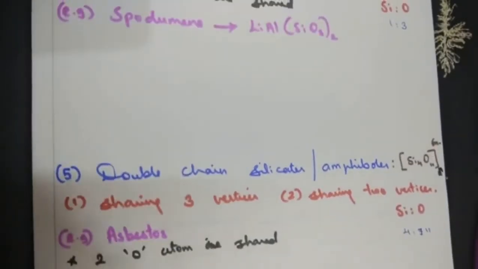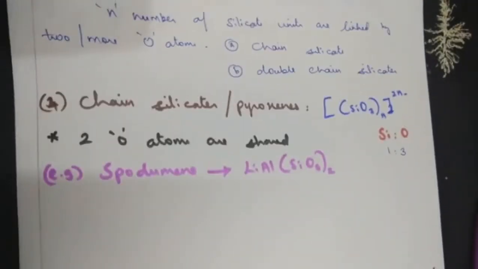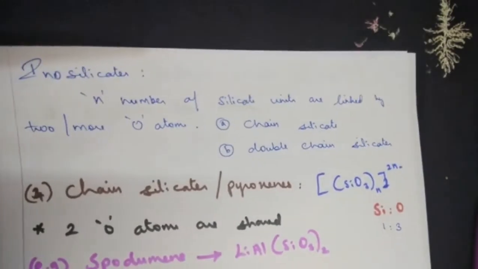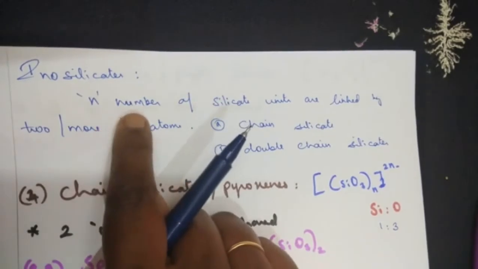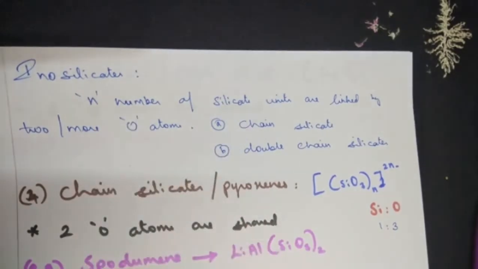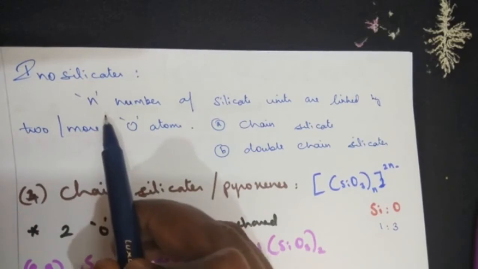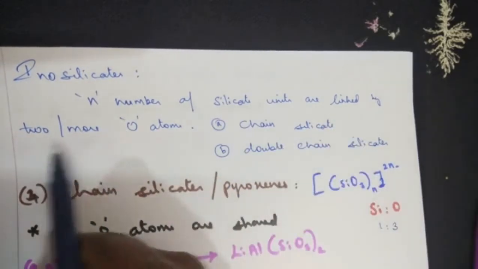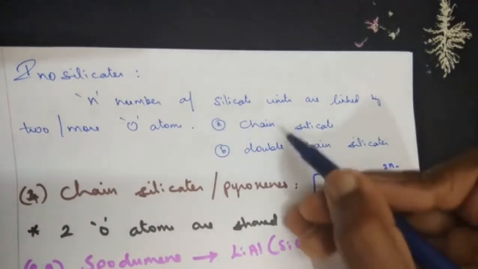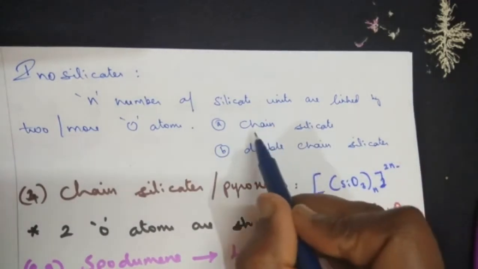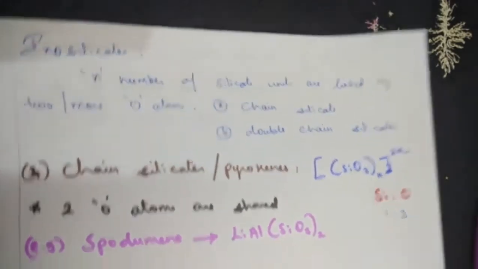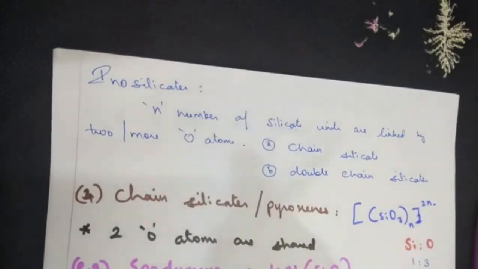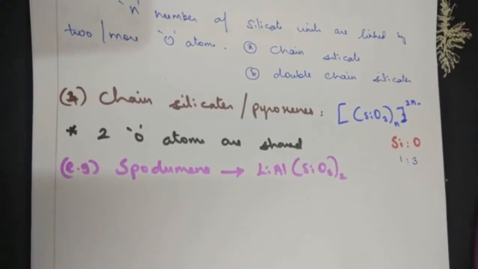Moving on to the next type of silicate, that is inosilicates. Now inosilicates, when you say different number of SiO4 units, repeated number, any number of SiO4 units linked together by two or more oxygen atoms. There are mainly two special categories: one is a chain silicate, the other one is a double chain silicate. So types of inosilicates are chain silicate and double chain silicate. Let's start with the chain silicate.